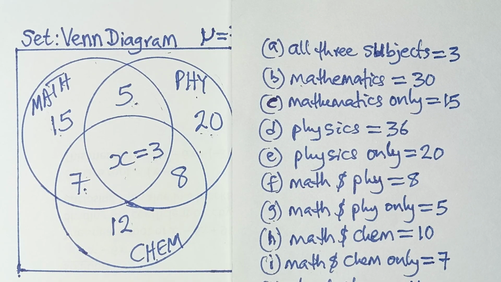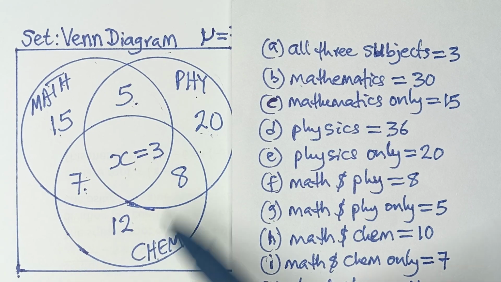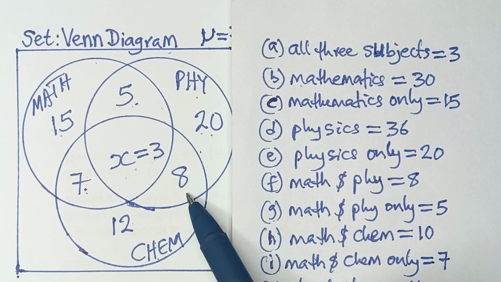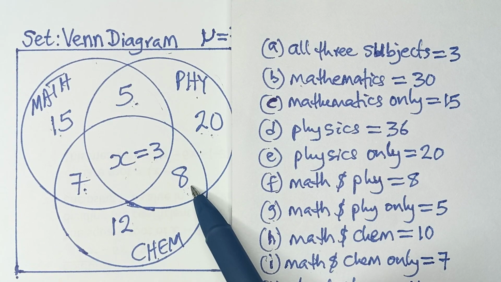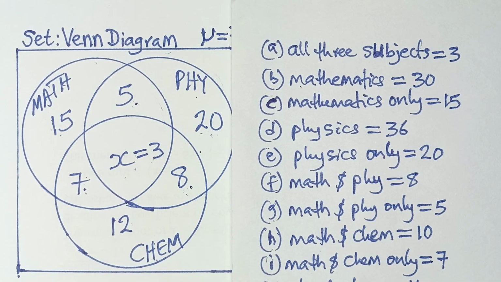And then the next one says physics and chemistry only. So if we're looking at physics and chemistry only, the portion where they intersect only is this portion of 8. So that shows that the number of students that offered physics and chemistry only is equal to 8 students.